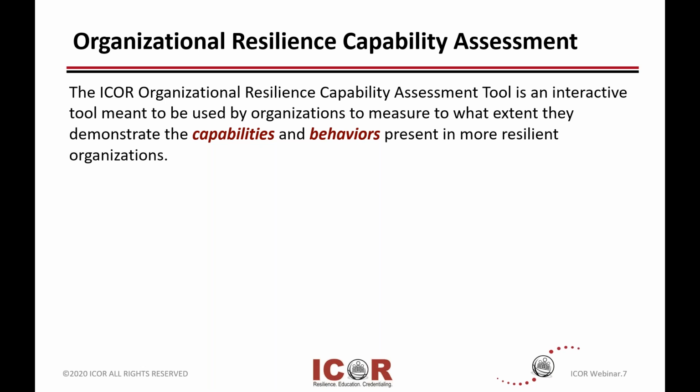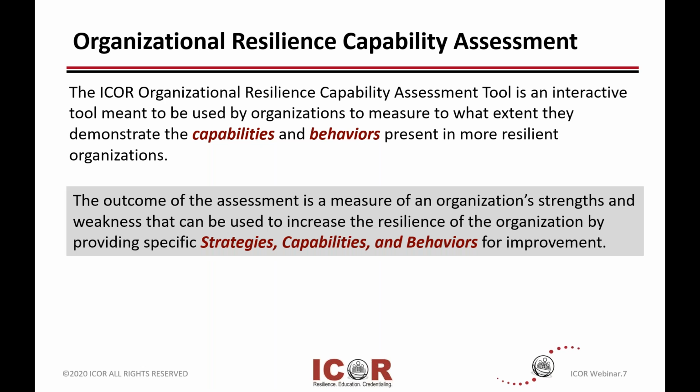So our capability assessment tool is an interactive tool, and right now it's a spreadsheet, and it will be coming in 2021 as an online app. And we're really excited about that opportunity because then it'll also allow us to report out back to you and give you some data on what organizations are doing and what kinds of strategies they're managing. But it's really meant to be used by organizations to measure to what extent they demonstrate the capabilities and behaviors present in more resilient organizations. So here you're seeing the words capabilities and behaviors again.